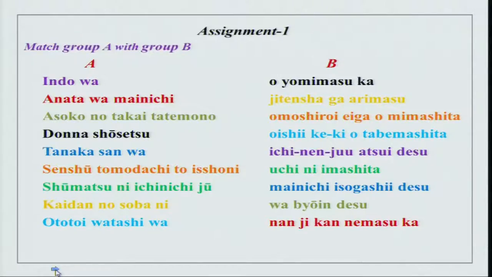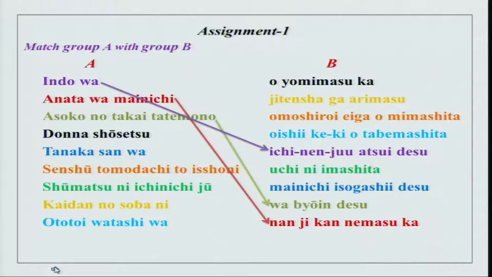The first assignment that I gave you yesterday was match group A with group B. These are sentences over here and we are going to match these sentences. They are not in order. So, well, let us see what the first one is. Indo wa ichinen ju atsui desu. Then we have anata wa mainichi nanjikan nemasu ka? With ka, please remember the intonation is always rising.